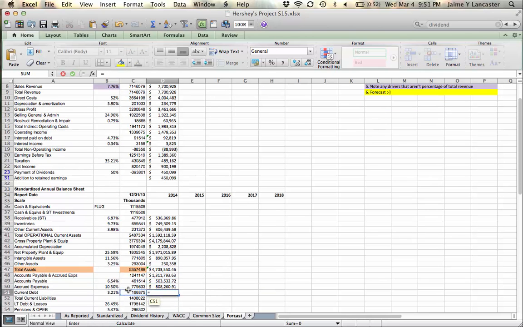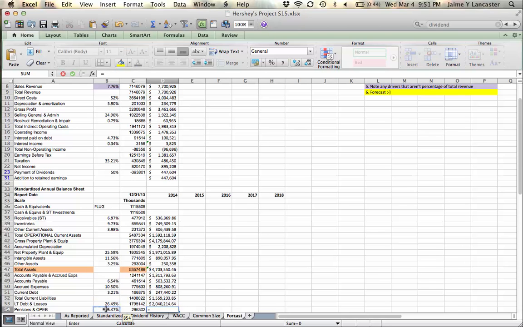Current debt, we're going to forecast that as a percentage of total revenue. And then our total current liabilities, accounts payable and accrued expenses, plus current debt, right? Don't double count those two again. Accounts payable and accrued expenses. We only want to know the subtotal. Our long-term debts and leases, right? It's our backup plug if cash doesn't work, but we're going to start by forecasting it as a percentage of total revenue.